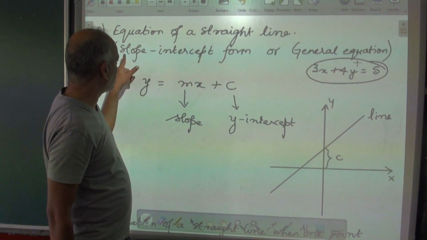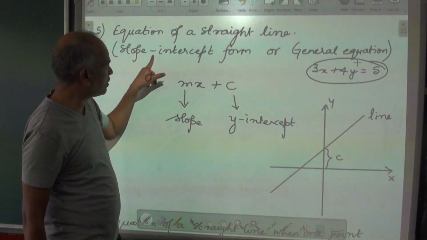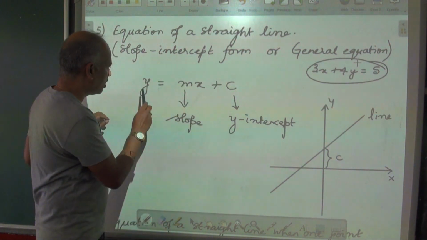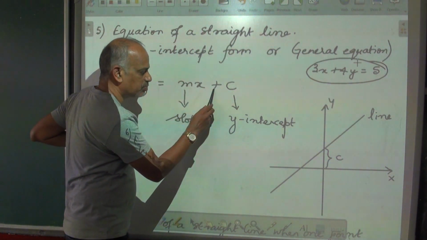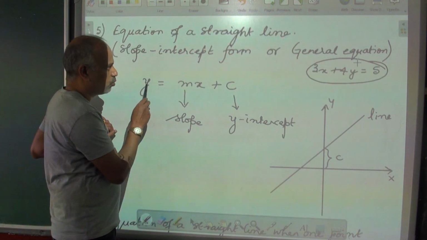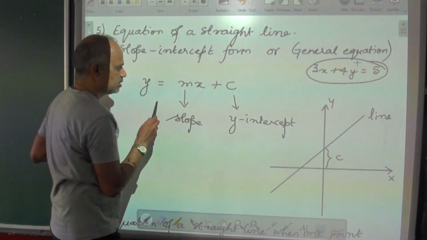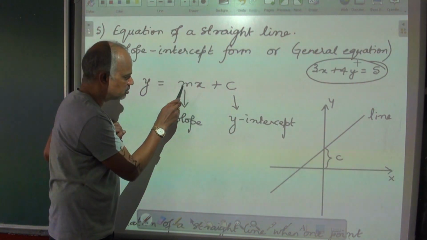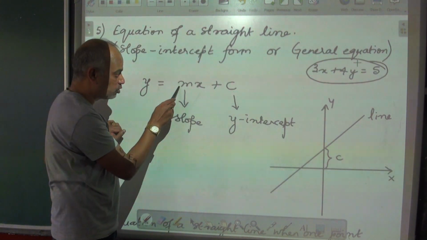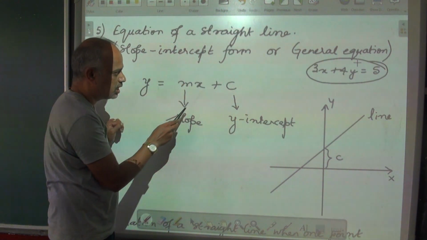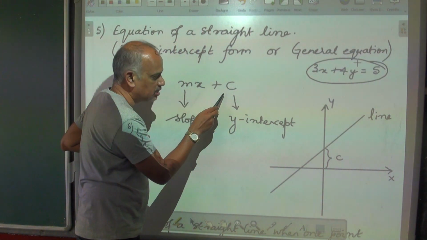So the general equation, also called the slope-intercept form, is given as y is equal to mx plus c. So y is the same y as in this one. M stands for slope, so that's the slope. So if you know the slope, you can find the equation. Plus, there's something called c.